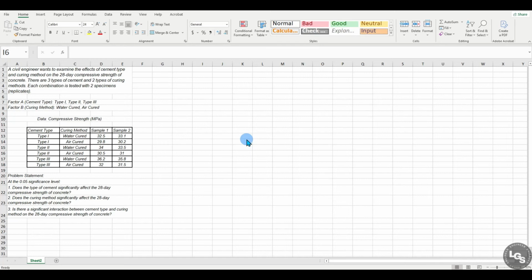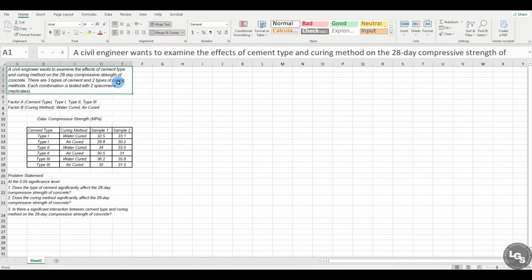This is a tutorial on how to use the two-way ANOVA or ANOVA two-factor in Excel. A two-way ANOVA, or analysis of variance, is used when you have two independent variables or factors, each with two or more levels, and you want to investigate the effects of both variables, including potential interactions between them on a single dependent variable. This problem is an example of two-way ANOVA.